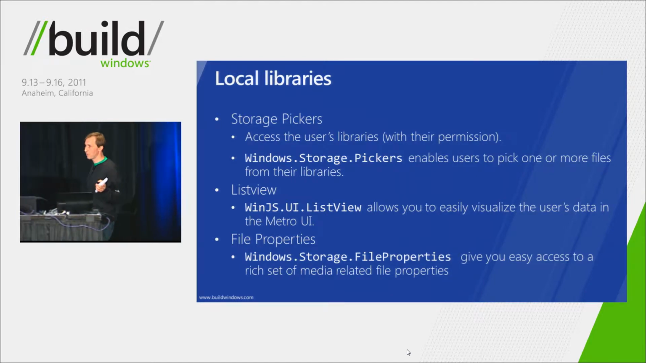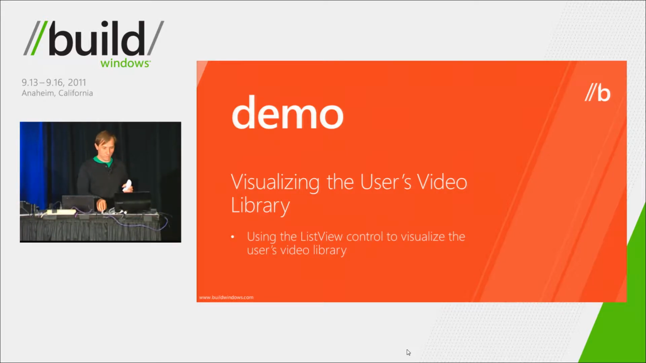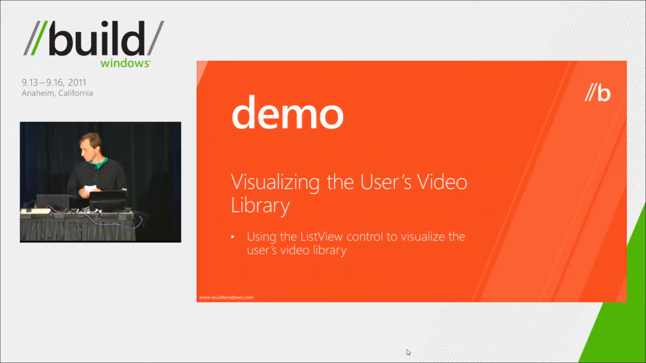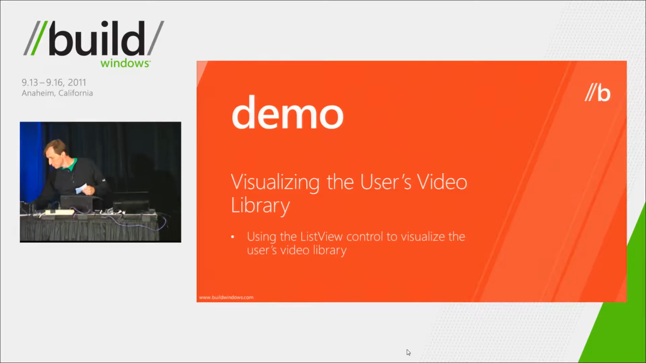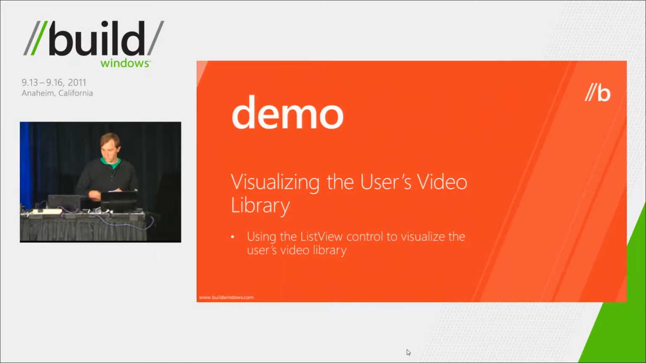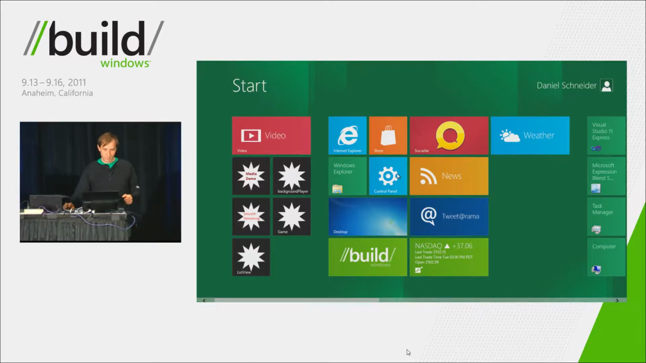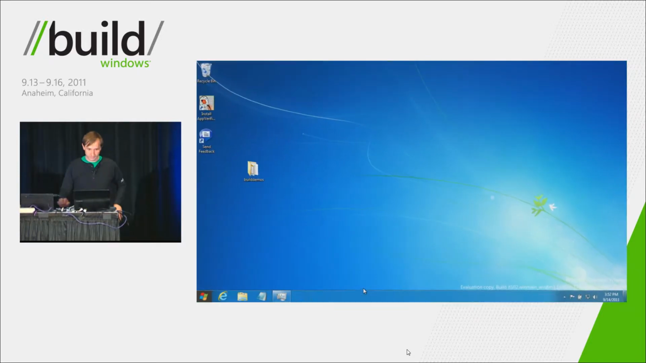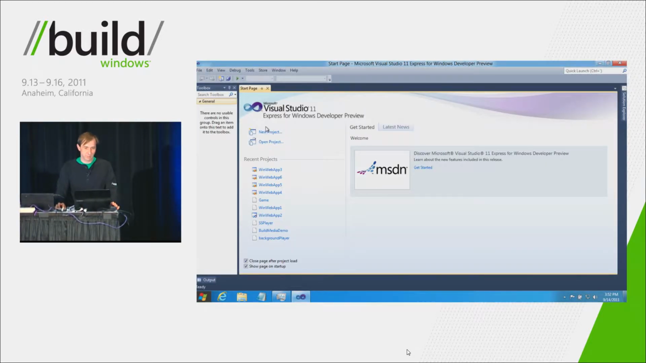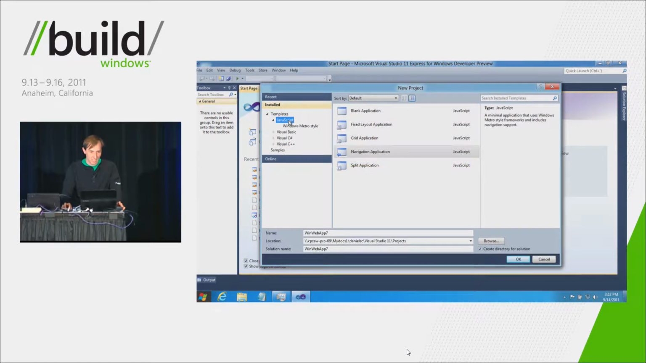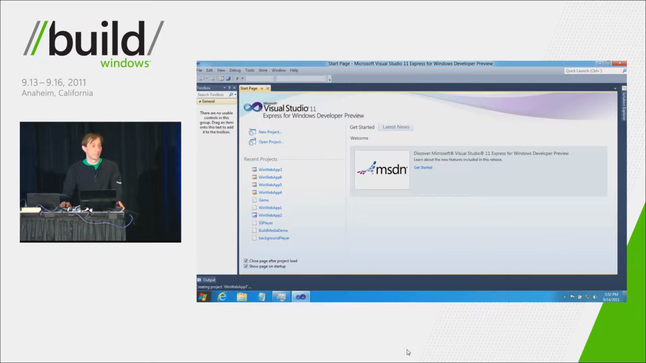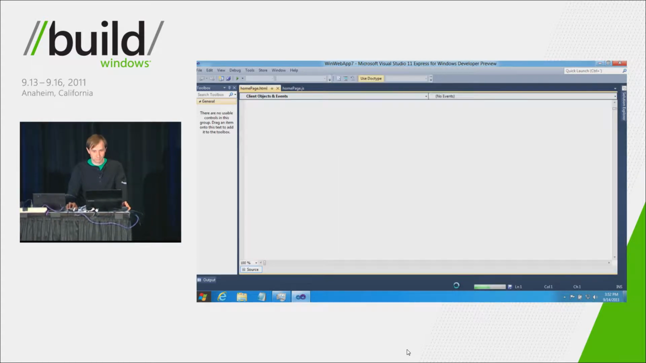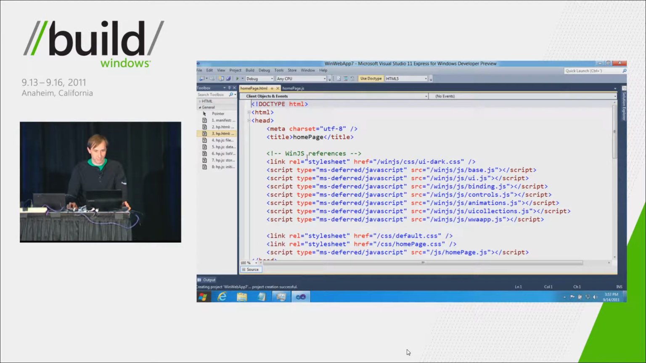So I would like to drill down a little bit deeper on the list view API by giving you a quick coding demo in Visual Studio. I'm going to start off with an empty project. I'm going to launch Visual Studio first, and start off with a new project. I'll use a JavaScript navigation application as a template. And I hope the demo gremlins aren't going to haunt me today.